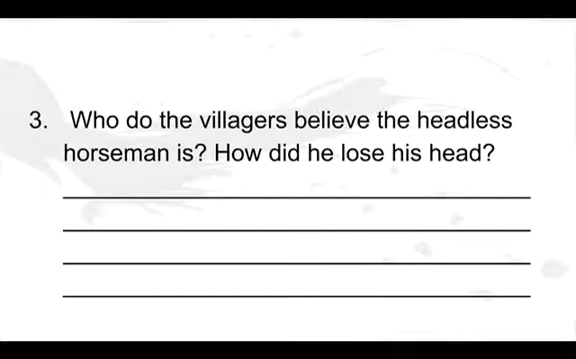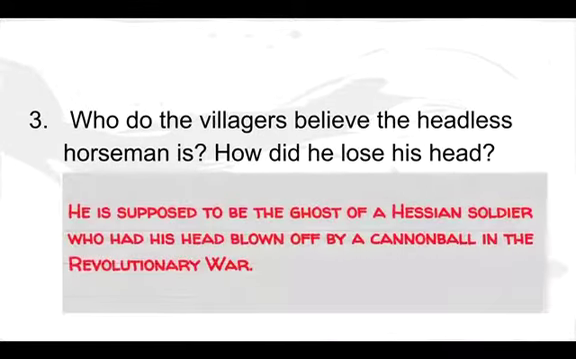What do the villagers believe the Headless Horseman is, and how did he lose his head? This is one that we talked about in class. He's supposed to be the ghost of a Hessian soldier who had his head blown off by a cannonball in the Revolutionary War. Alright, so that's what the villagers believe he is, and how he lost his head. We answered both parts of that. You can pause this if you need to, and as soon as you're ready, let's go on to number 4.